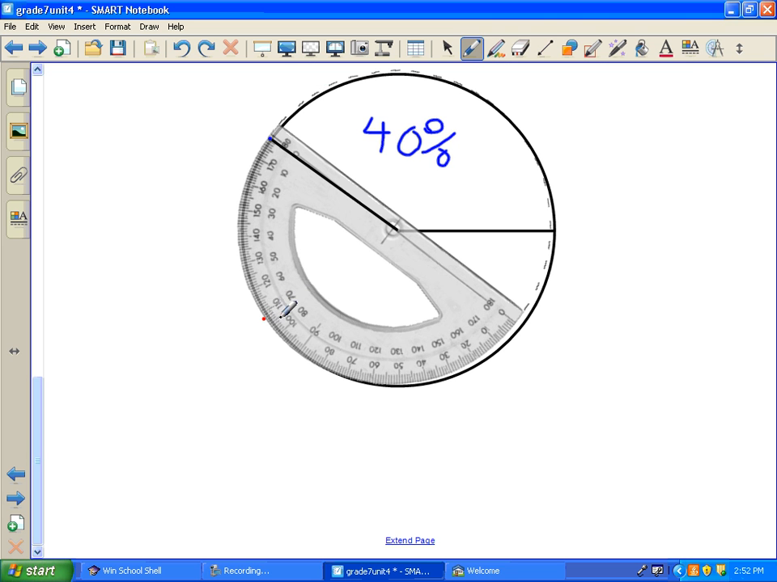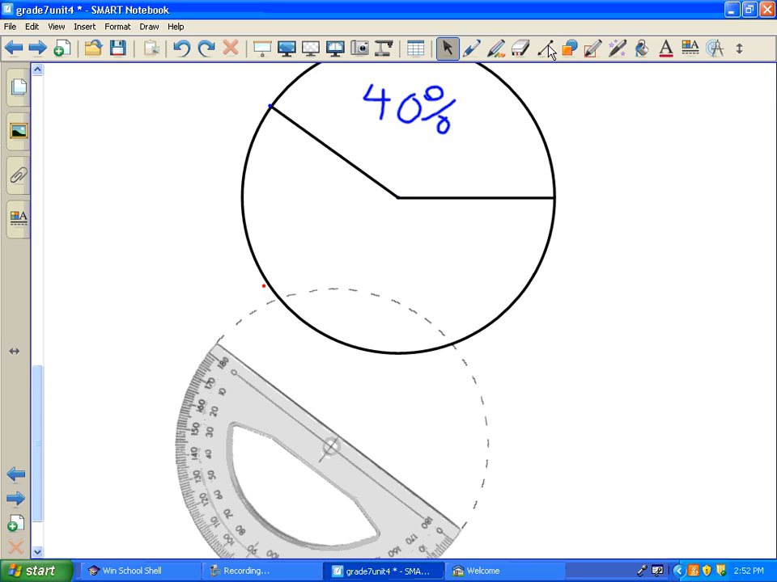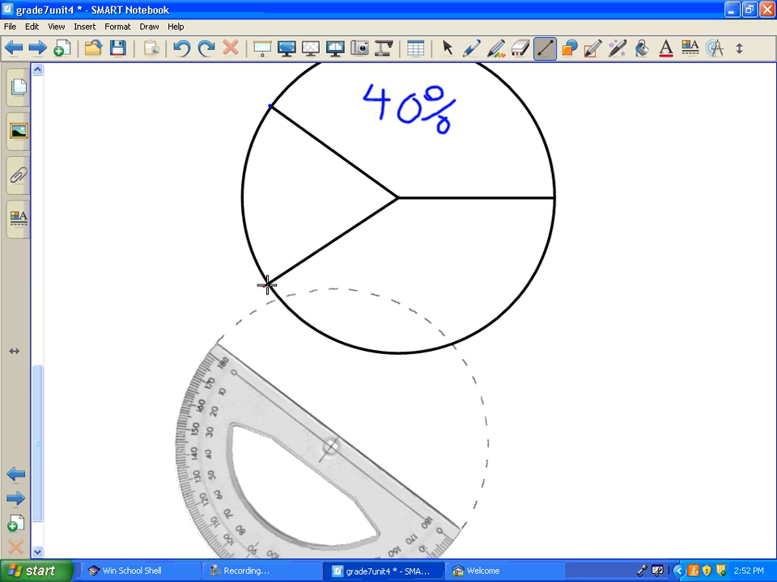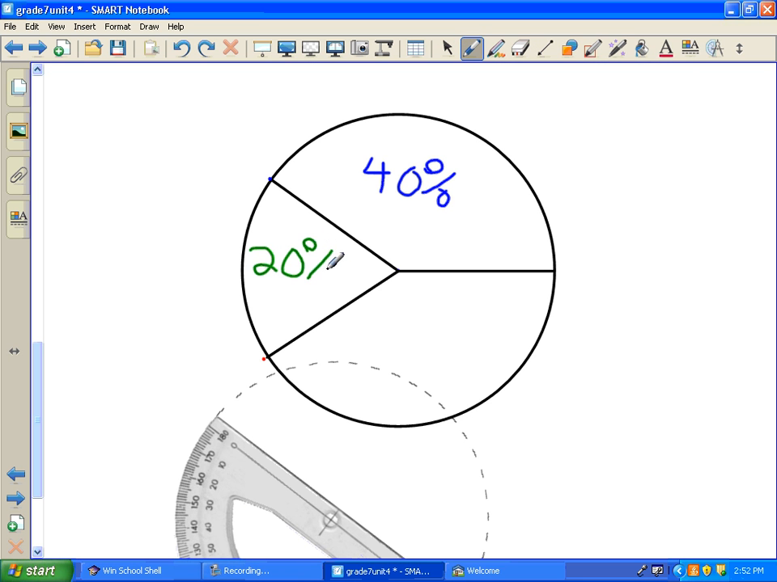A little dot there. Move it out of the way. And now all I've got to do is draw my line from the center again to right where my dot is. And that should be 20%. And of course it does look like it's half of this. And I'd shade it in whatever color I want.